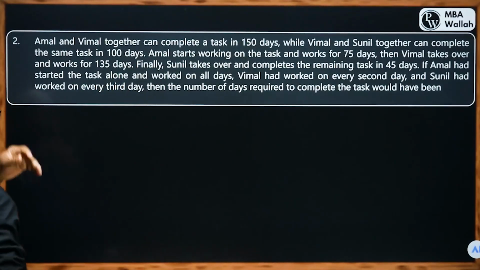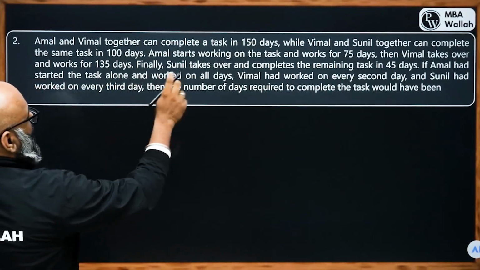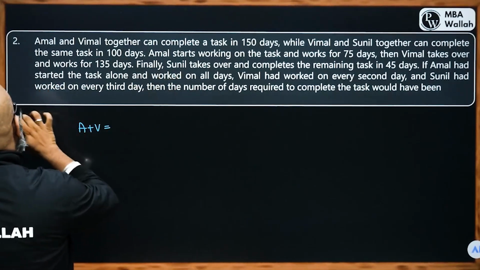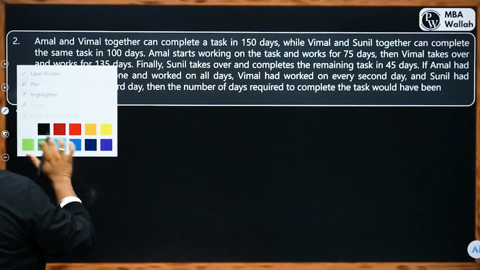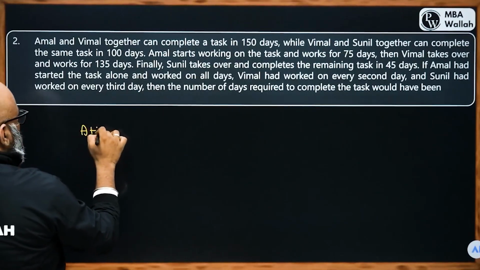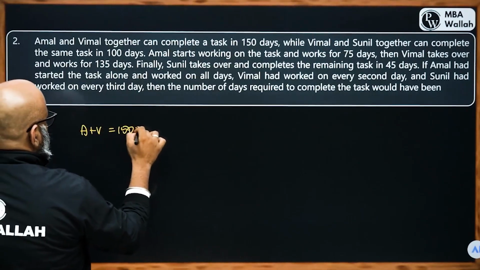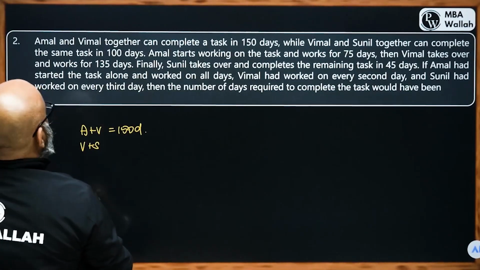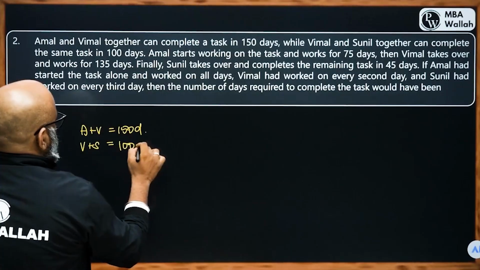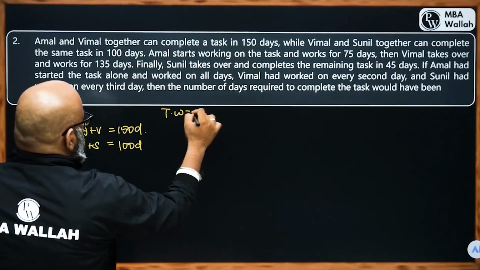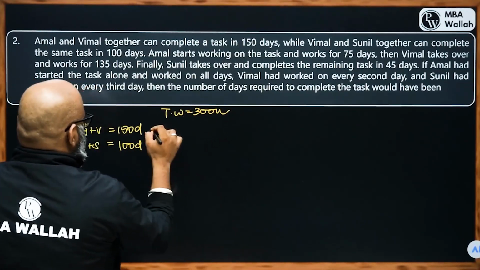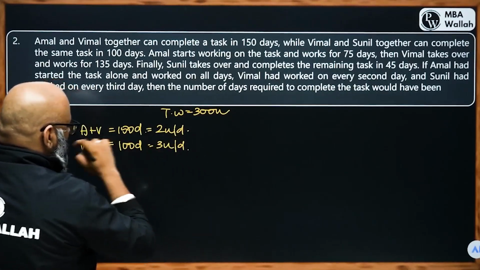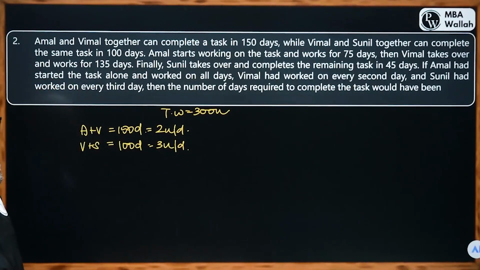Let's do this. Amal and Viml together can do it in 150 days. So A plus V, I'm going to take yellow, stuck with yellow all the way. A plus V is equal to 150 days. V plus S, Sunil, can do the same task in 100 days. So I'm going to say total work is 300 units. This is 2 units per day. This is 3 units per day. You can have it that way.